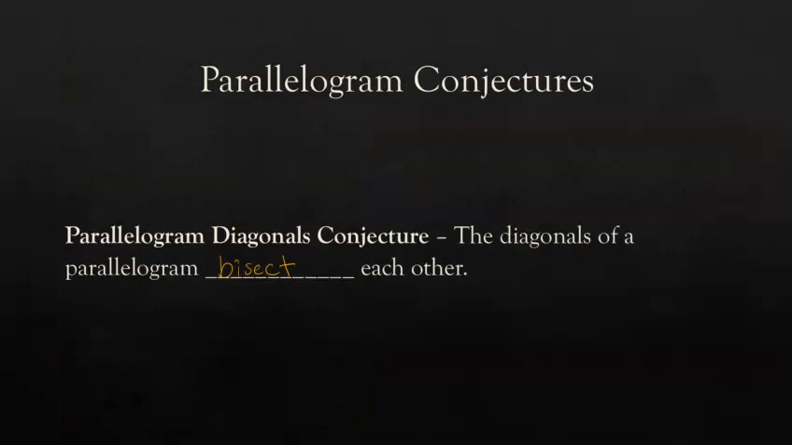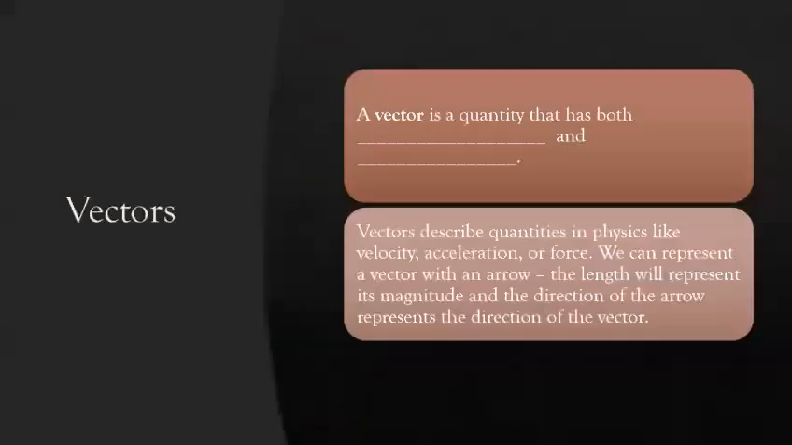Now, the last thing I want to talk about is vectors. Parallelograms are used in vector diagrams, which have a lot of applications in science, especially physics. So what is a vector? Well, it's a line, or really we'll use it as an arrow, but it tells us a quantity that both has magnitude and direction.